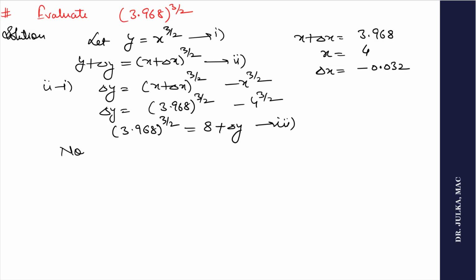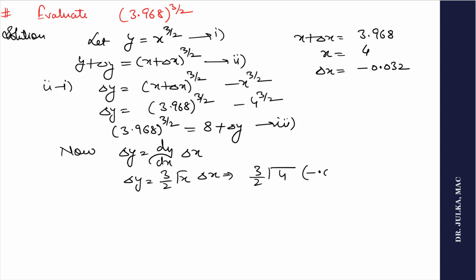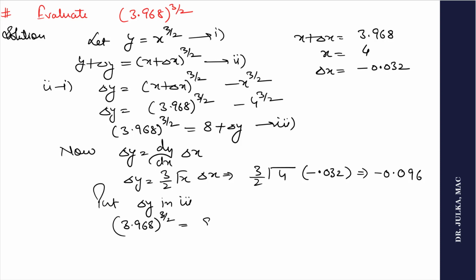Now delta y is dy by dx into delta x. y is given as x raised to the power 3 by 2. So the derivative of this is 3 by 2 root x. Now put the value of x and delta x. x is 4 and delta x is minus 0.032. After calculation we will get minus 0.096. Put delta y in third and we will get 3.968 raised to the power 3 by 2 equals 8 minus 0.096, which equals 7.904.